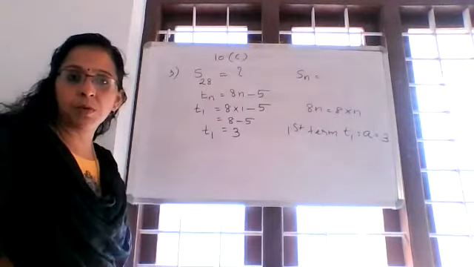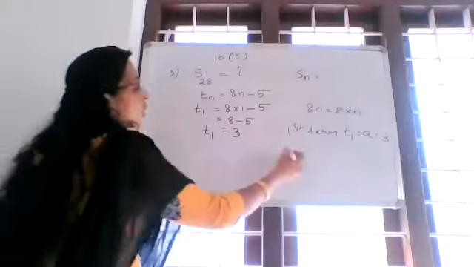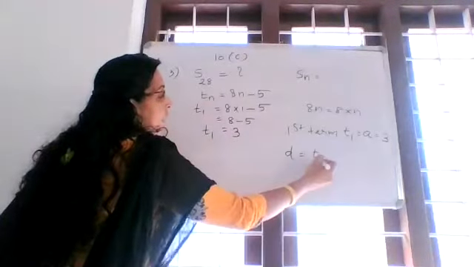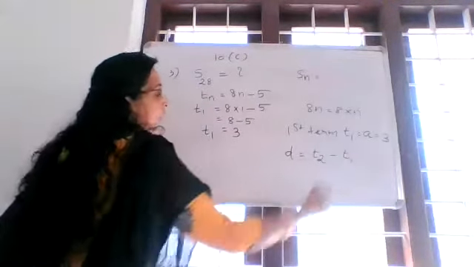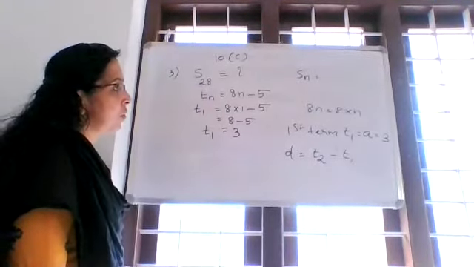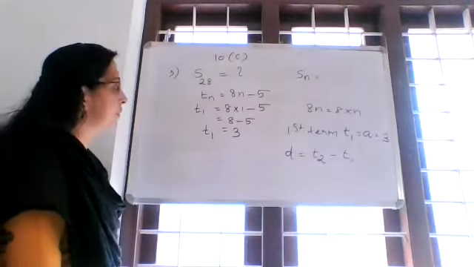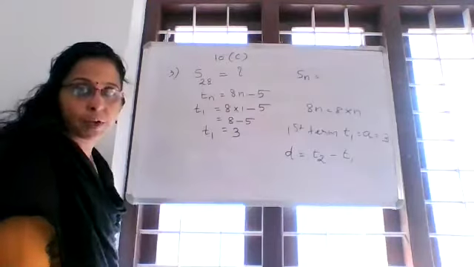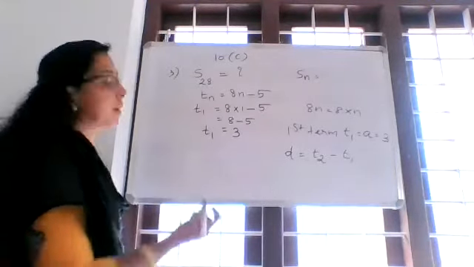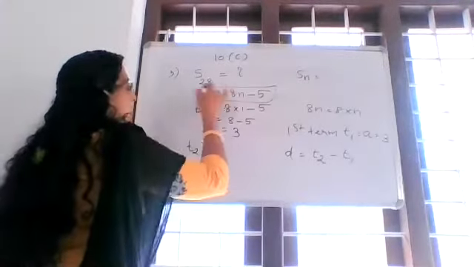Any doubt? Right. How can we find the common difference? We need T2 minus T1. So to find D, next we want to find out T2. T2 is equal to, instead of n, we replace it with what?